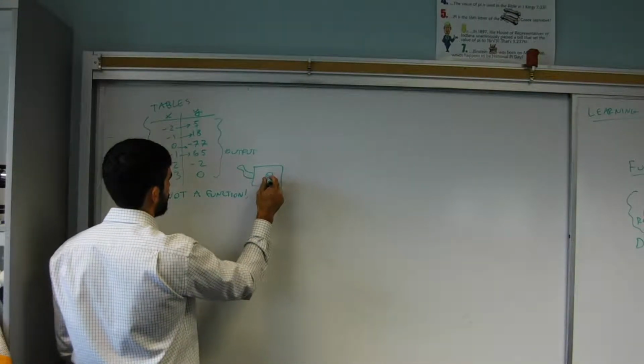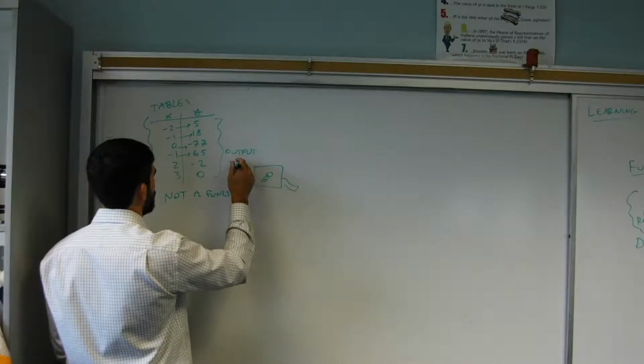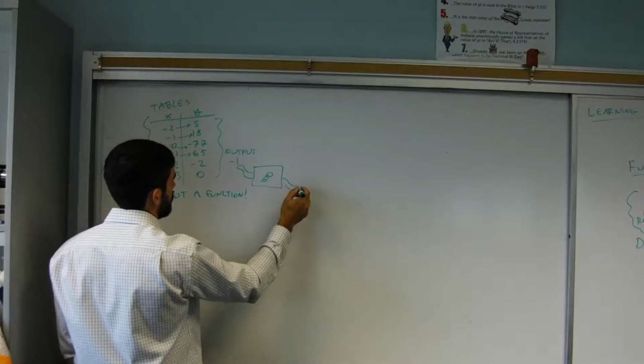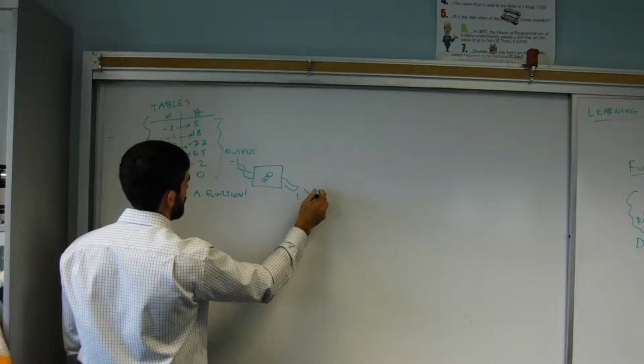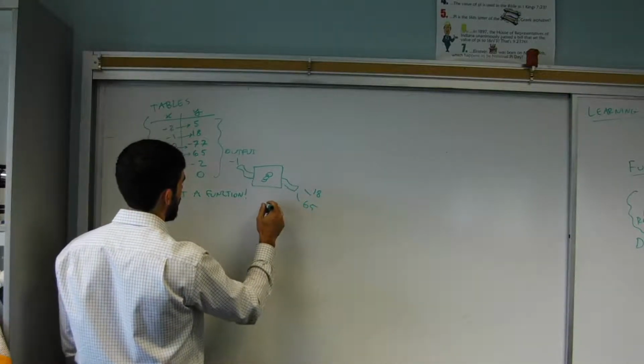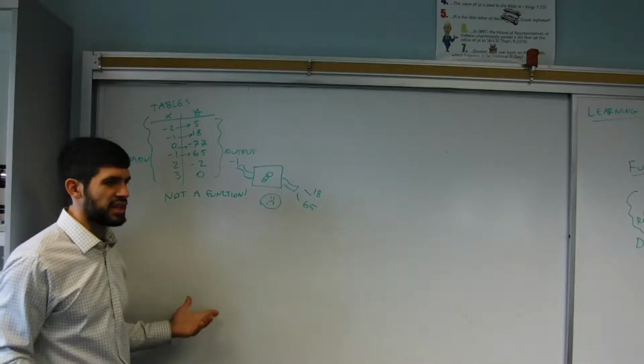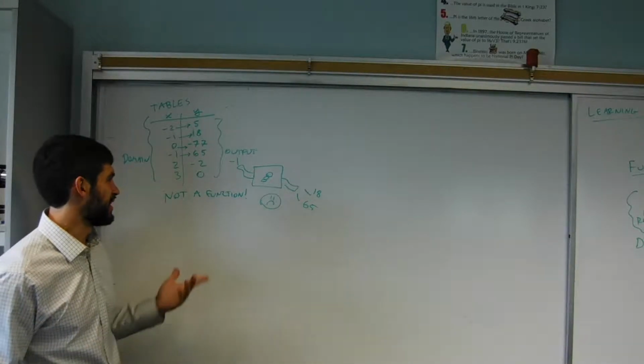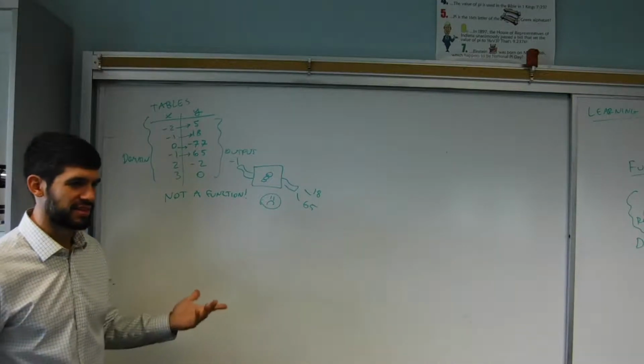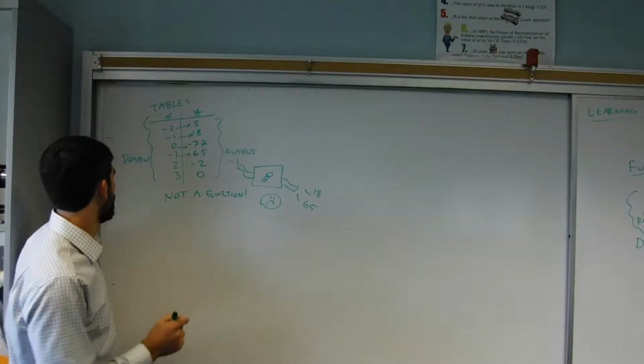If we go back to our machine analogy, if we put in a negative 1, we could get either an 18 or a 65, which is no good. So we could say that our machine is malfunctioning because it's not a function. So that's my bad joke for the day.